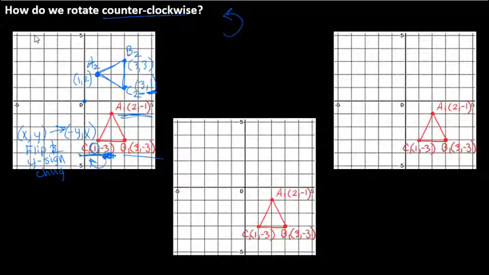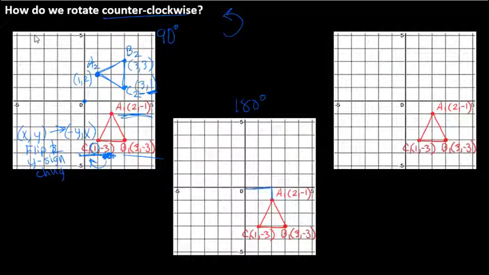Okay, pretty basic rule right there. Now, let's move on to, so this was 90 degrees counterclockwise. Let's look at 90 degrees more, and we've already established that 180 degrees is the same in either direction. So let's go ahead and see if that's true or not.